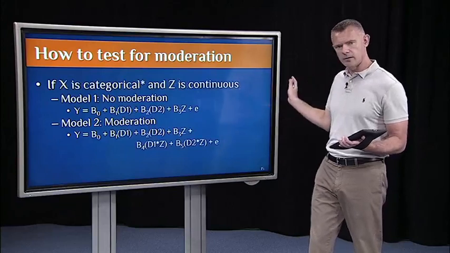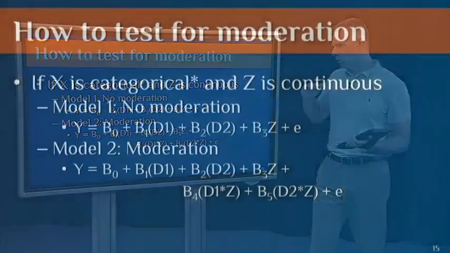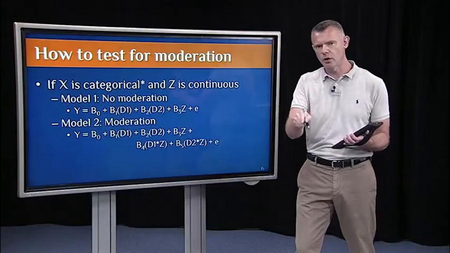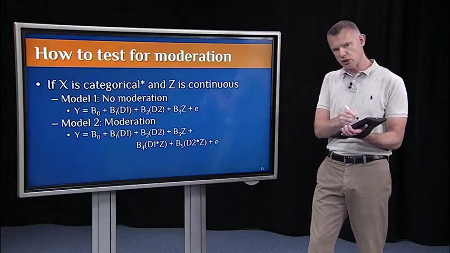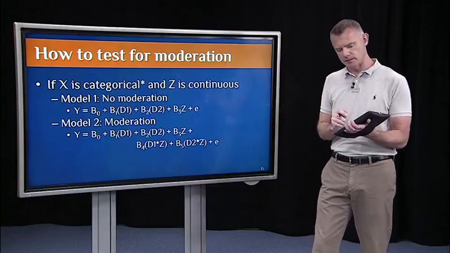Same thing in the example we're going to walk through. If x is categorical, z is continuous, we're going to run a model 1 that doesn't have the moderation effect, and then 2, we're going to put in these 2 extra predictors that carry the moderation effect. Here we can't look at one regression coefficient because there's actually 2 that carry the moderation effect, so we have to do this model comparison.